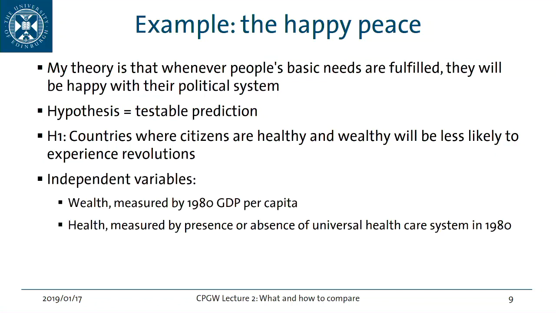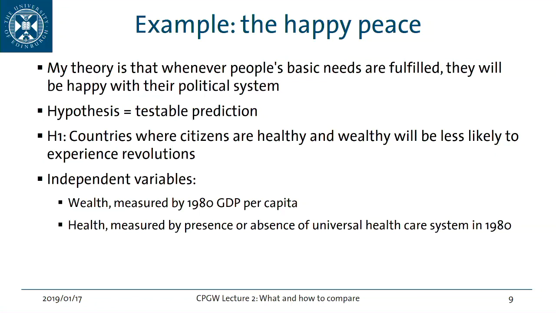So if we think about our independent variables here, our factors that influence other things, they are twofold, of course. I need to have some indicator that measures how wealthy people are, and one, how healthy people are. I didn't want to go to too much trouble here, so I just went with 1980 GDP per capita for wealth. If it's high, you're probably wealthy, or your state is wealthy. If it's low, you're not. And health, I measured just by the existence of a universal healthcare system.